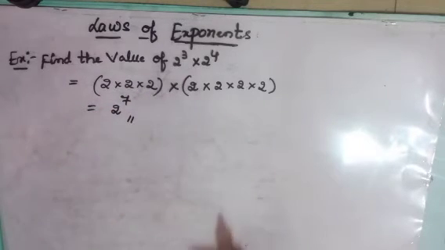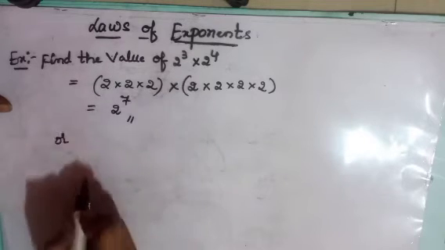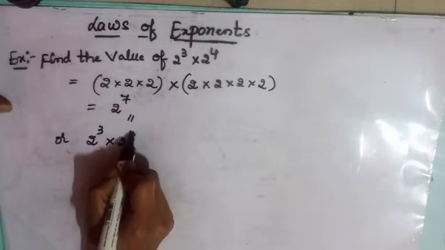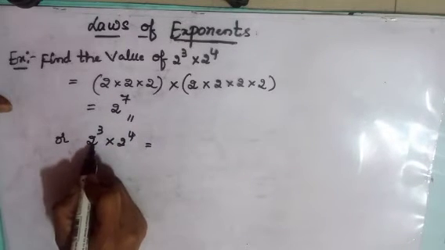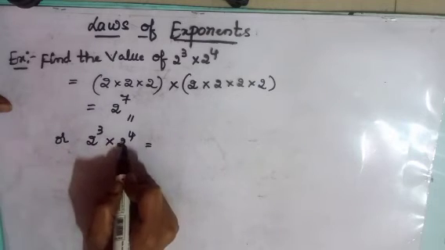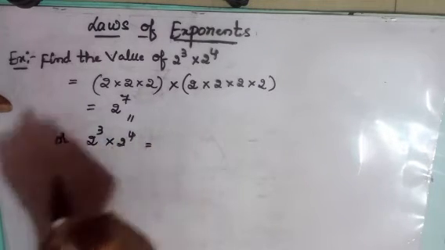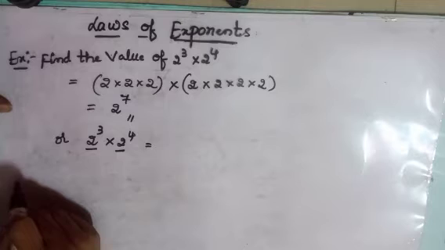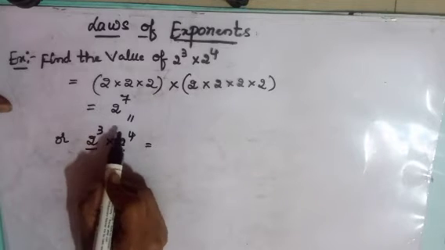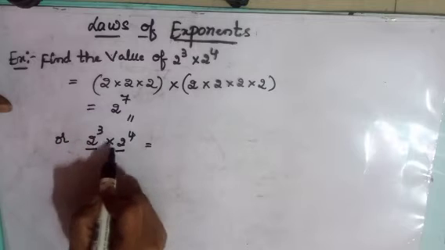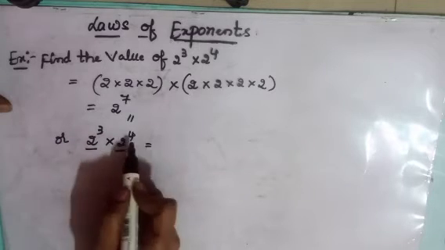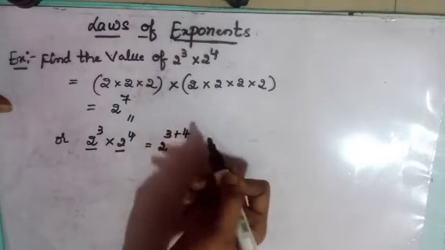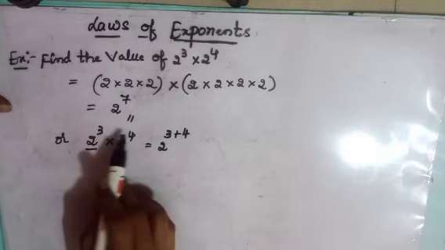In other words, we can solve this problem in another way, that is 2 to the power of 3 into 2 to the power of 4. See here, 2 is the base and 3 is the power. Here also the 2 is the base and 4 is the power. So in this example, we can understand that the bases are same. So when bases are same, we had to add the powers. That is 2 to the power of 3 plus 4.